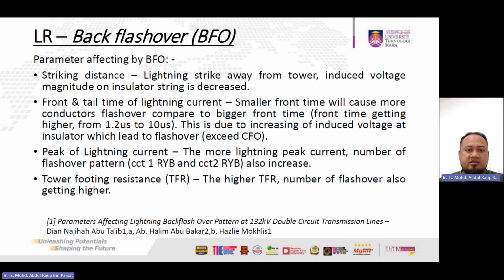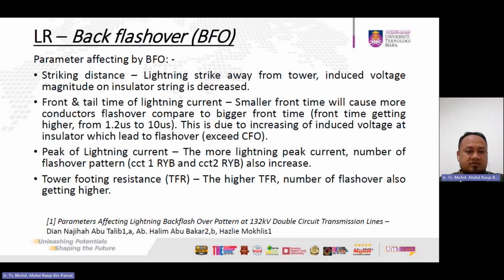When the lightning strikes farther away from the tower, the induced voltage magnitude on the insulator string decreases. So this is one of the parameters I found during my literature review. My second parameter is the front and tail time of the lightning current. A small front time will cause more flashover compared to a bigger front time. As the front time gets higher, from 1.2 microsecond to 10 microsecond, this is due to the increase of the induced voltage on the insulator, which will lead to the flashover. This is when the critical flashover, or CFO, is exceeded, so there will be flashover on the insulator string.